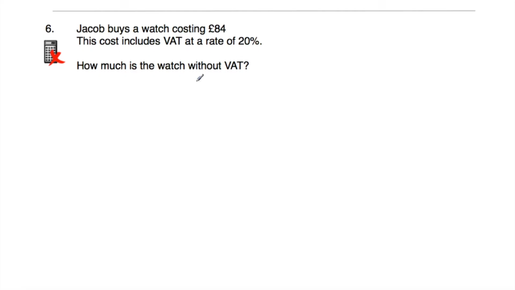So we want to find out how much was the watch before the VAT was added, so we want to find the 100%. We know that the price of the watch has been increased by 20% to include VAT, so that means we've got 120% is equal to £84. Now we want to find out the price of the watch without VAT. We want to find 100%. Now this is a non-calculator question.